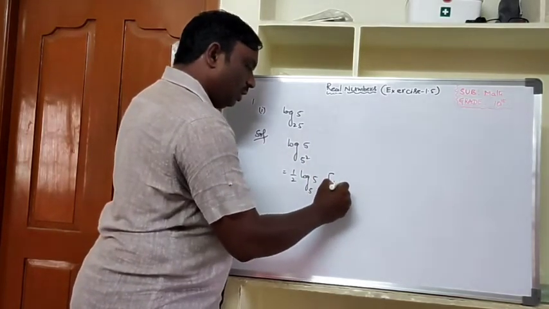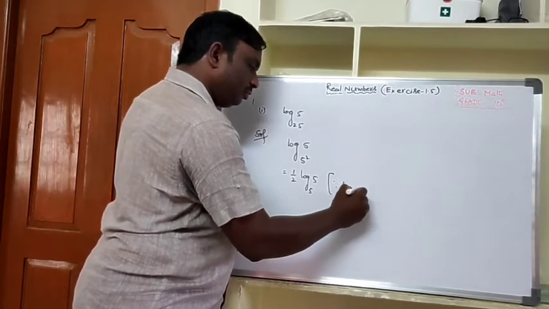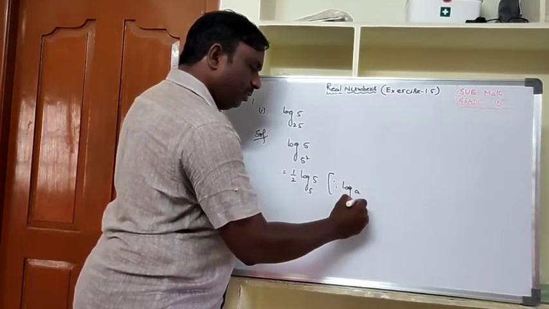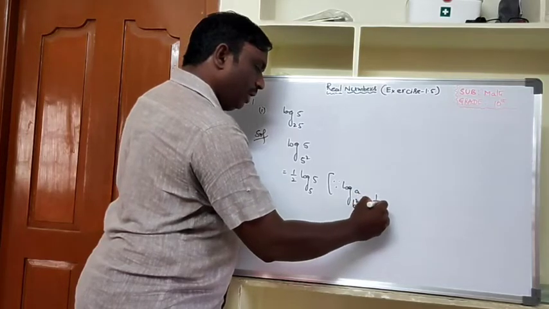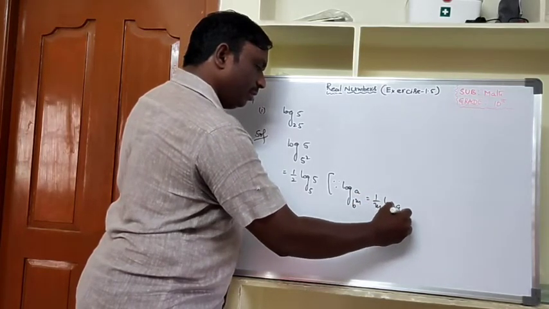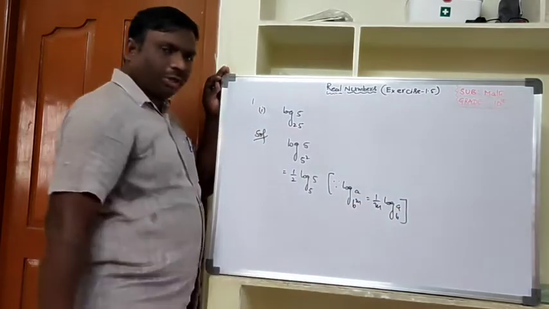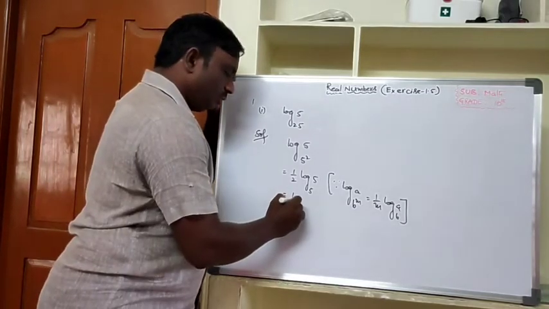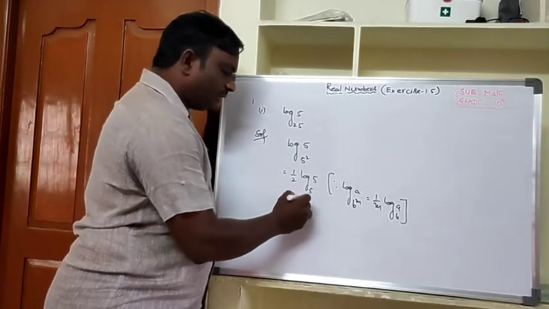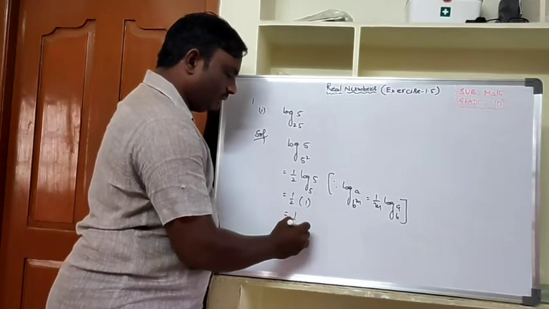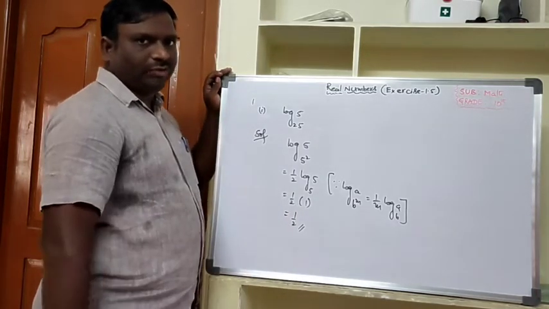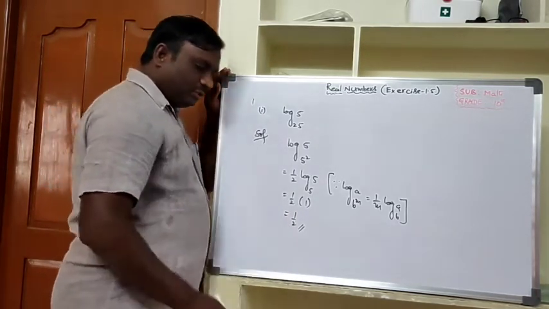So that rule also you have to write. Log a base b power m equals 1 by m into log a base b. So 1 by 2 into, both base value and log value are the same, the value is 1, that equals 1 by 2. This is the simplification. One more question they will ask like this. So this is the first question.